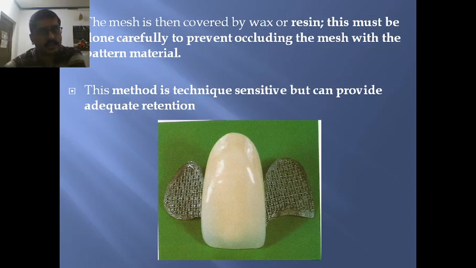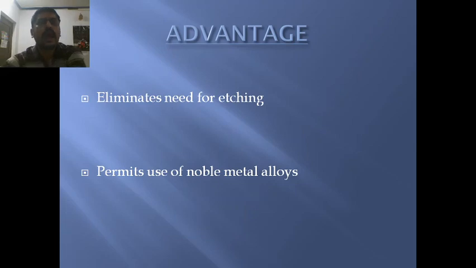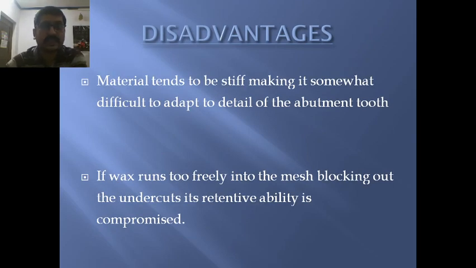It is also technique sensitive, but it can provide adequate retention. You can see the mesh pattern here, which can give good retention. The advantage is that it eliminates the need for etching, and it permits use of noble metal alloys. The disadvantages: the material tends to be stiff, making it difficult to adapt to the detail of the abutment. And if the wax runs too freely into the mesh, blocking out the undercuts, its retentive ability is compromised.